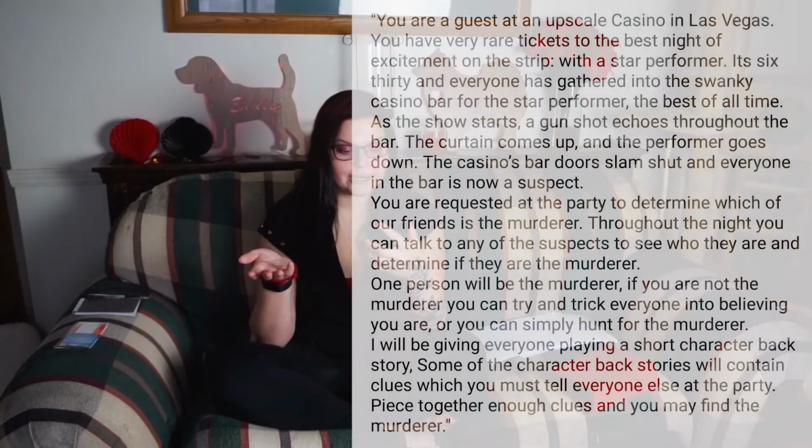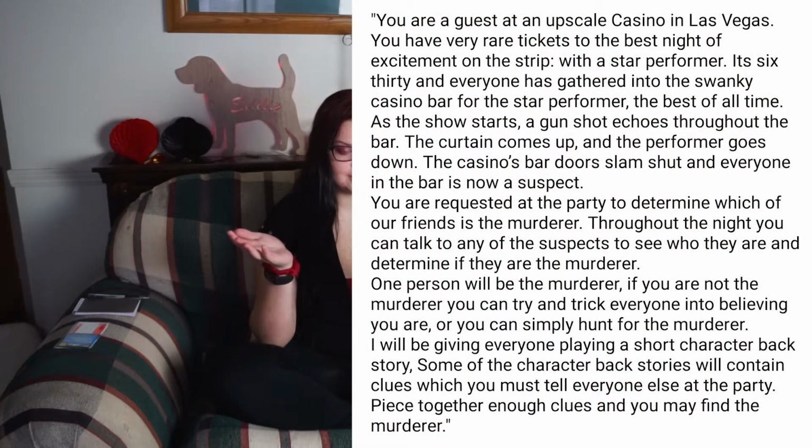This is what I posted in the party. It says, "You are a guest at an upscale casino in Las Vegas. You have very rare tickets to the best night of excitement on the Strip, with an Elvis impersonator. It's 6:30 and everyone has gathered into the swanky casino bar for the star performer, the best of all time. As the show starts, a gunshot echoes throughout the bar, the curtain comes up and the performer goes down. The casino's bar door slams shut and everyone in the bar is now a suspect.